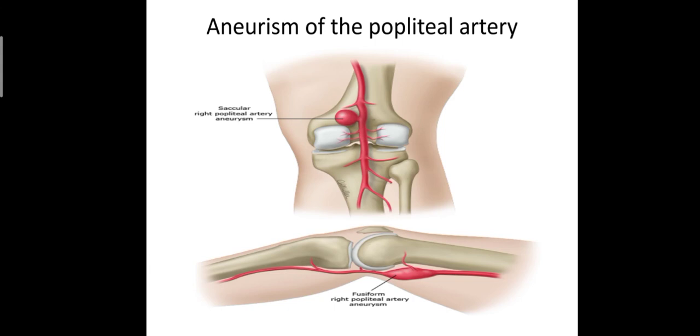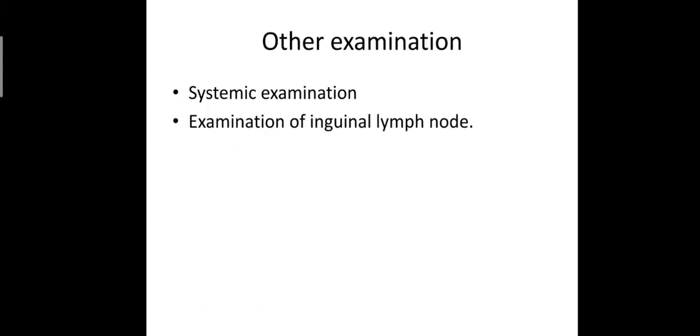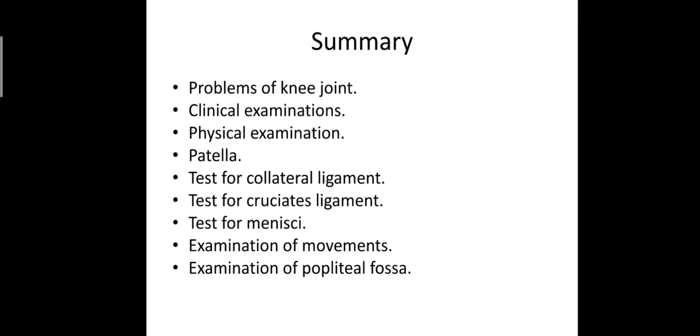Number 2, aneurysm of the popliteal artery. A pulsating swelling is in the center of the popliteal fossa. Next is enlargement of the popliteal lymph node. Enlarged popliteal lymph node is seen in the early stage of tubercular arthritis. Other examinations are systemic examination and examination of the inguinal lymph node.